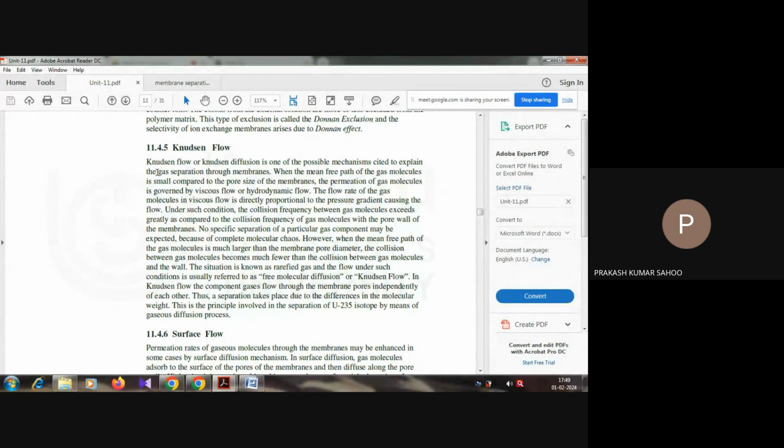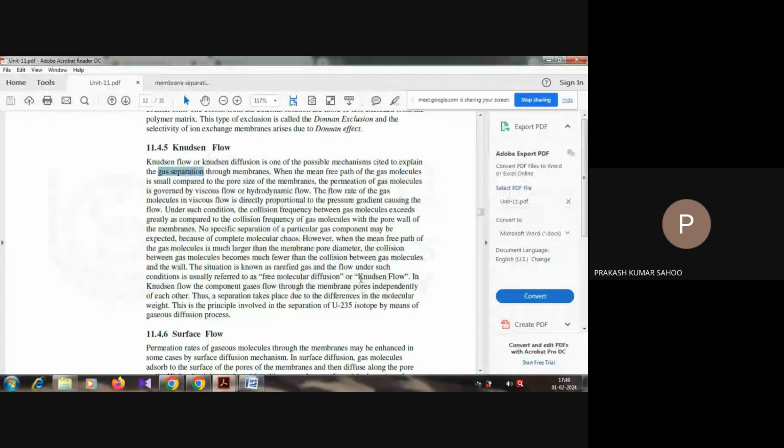This gas separation through a membrane is known as Knudsen flow. When the mean free path of the gas molecule is small compared to the pore size of the membrane, the permeation of the gas molecule is governed by viscous flow or hydrodynamic flow. The flow rate of the gas molecule in viscous flow is directly proportional to the pressure gradient causing the flow.